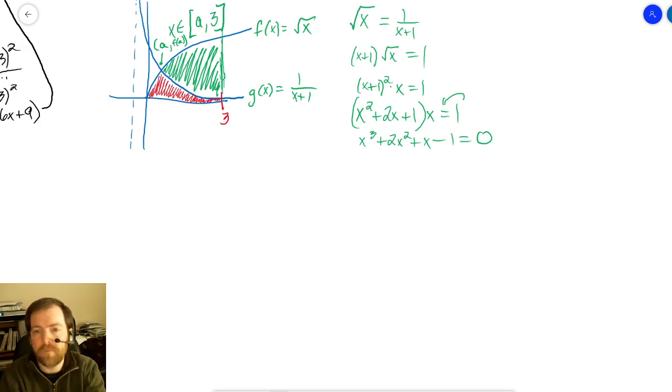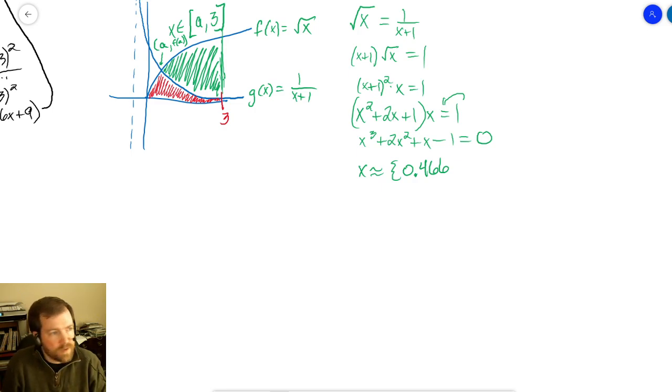Yep, okay. X is going to be about 0.466 is the answer that we actually want to look for. The other, if there are any real, 2x squared plus x minus 1. Nope. Okay. That's all we get. Okay. This is the only real answer. This is the one we're going to work with.